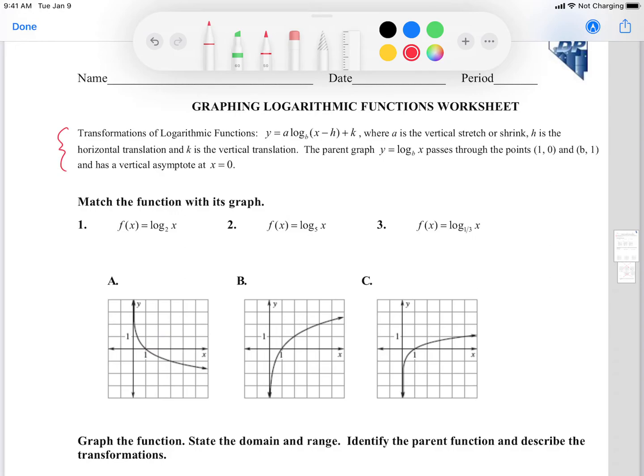Now, the difference with this one is it uses the parent graph b to the x. But remember, each different b changes what my graph looks like. So this is just a summary. If I wanted to match, for example, number 1, 2, and 3, I wanted to match each of these functions: log base 2 of x, log base 5 of x, and log base 1/3 of x. So here's what I want you to do.